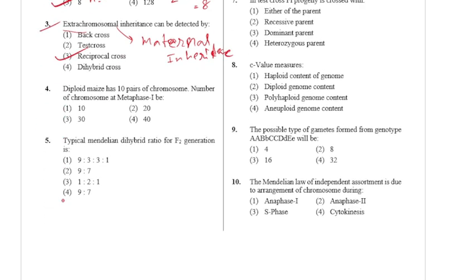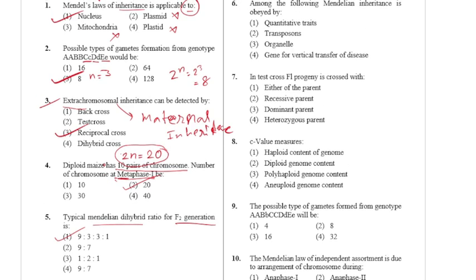Next, diploid maize has 10 pairs of chromosomes. Okay, diploid maize, that is 2n equals 20, as 10 pairs means 20 chromosomes. The number of chromosomes in metaphase 1. In metaphase 1, the chromosomes haven't divided yet, so the number of chromosomes remains the same, and in that case 2n equals 20 will be the answer. Next, typical Mendelian dihybrid ratio. The F2 generation typical Mendelian dihybrid ratio is 9:3:3:1.